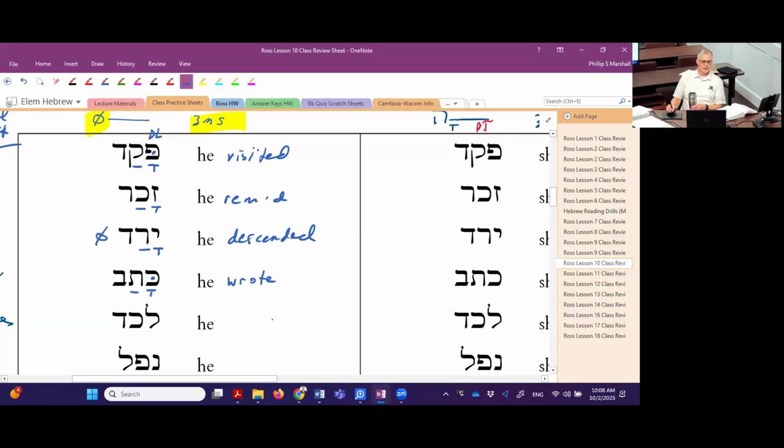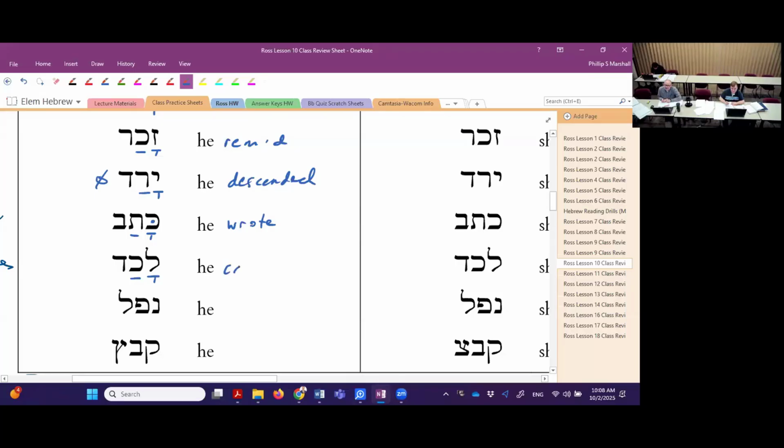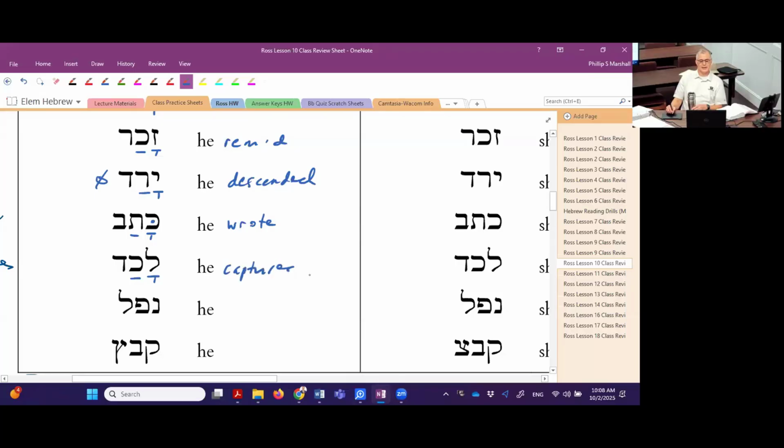All right, the next verb. Lamed, kaf, dalet. What's going to go under lamed? Qamets. Root 2, kaf, Patach, and root 3? Nothing. Good, because it's 3MS, and that has no ending. He what? What's lakhad mean? Captured. He captured. Very good. He captured. Everybody, lakhad. And katav. He wrote, he captured.